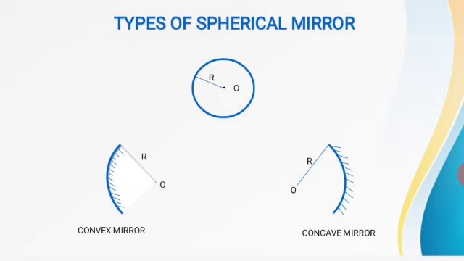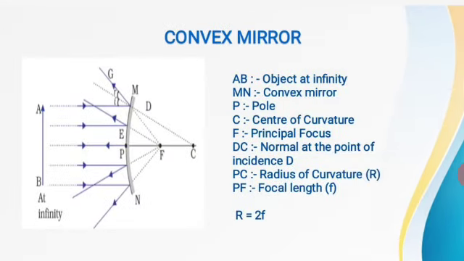Please note where the center of the mirror is lying. Center of the mirror is O and it's lying on the right hand or the left hand side of the mirror. Let's see what a convex mirror is. In this diagram, you have MN as a part of a convex mirror. AB is the object which is placed at infinity. Infinity means a very large distance.